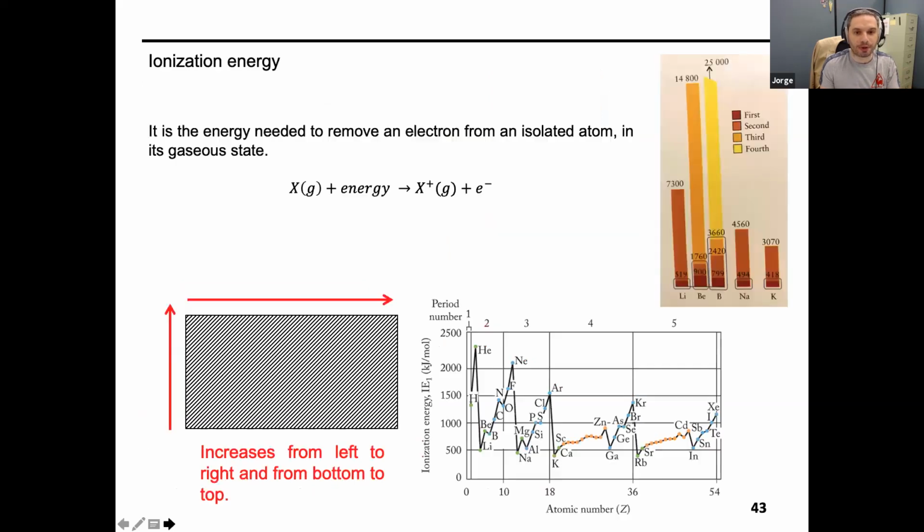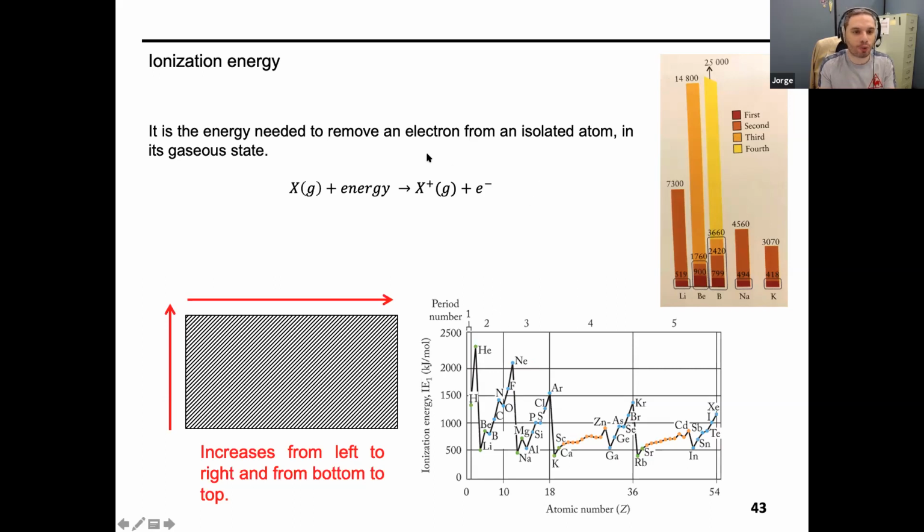All right, very good. So now let's talk about the second periodic trend called ionization energy. First, the definition of ionization energy. It is the energy needed to remove an electron from an isolated atom in its gaseous state.